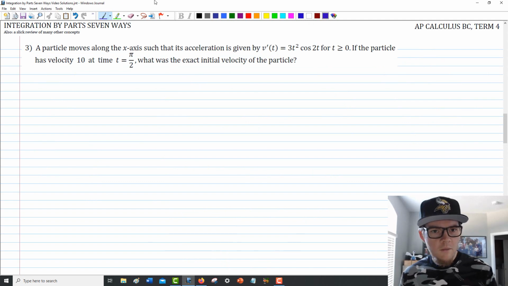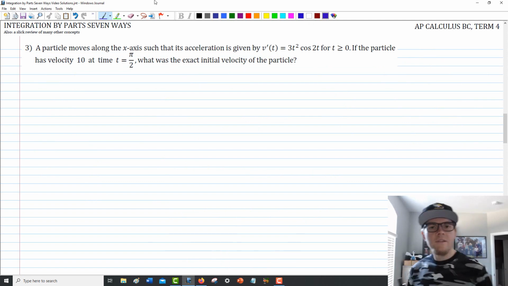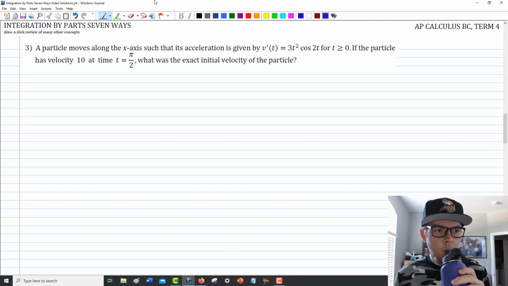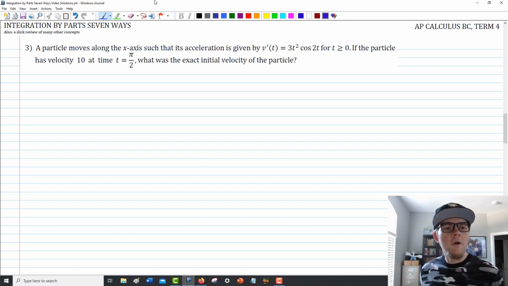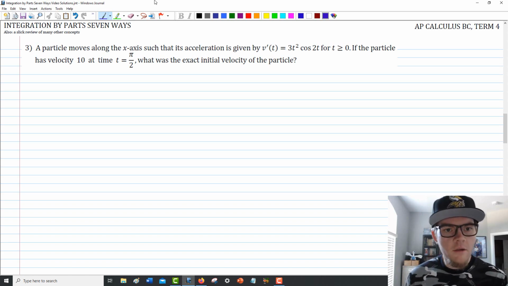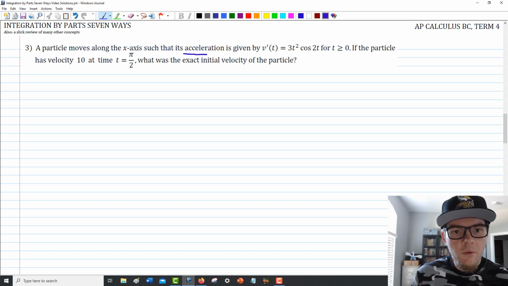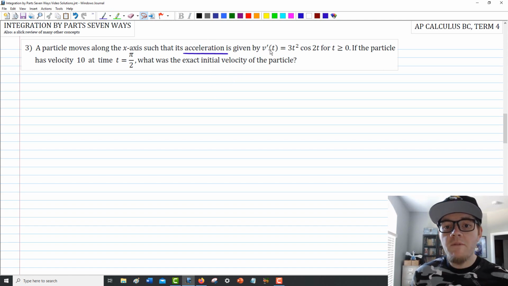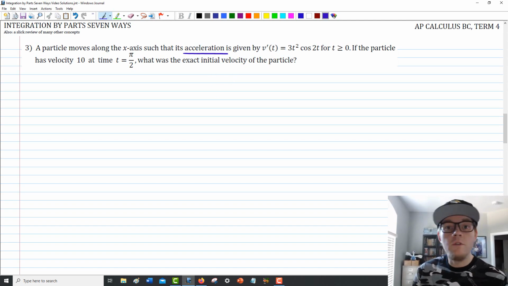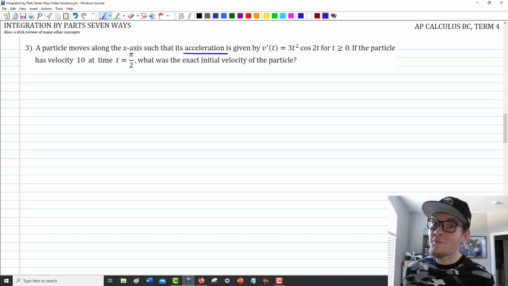Problem number 3 then. I'll probably do this one and then take a short break. Brings the rectilinear motion problem in. So we've got a particle moving along the x-axis such that its acceleration, let me go ahead and underline that really fast. It's important for me to note, such that its acceleration is given by v prime, interesting notation choice, 3t squared cosine of 2t, so looks like integration by parts, surprise.